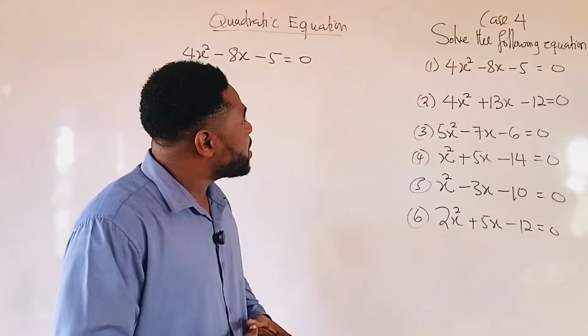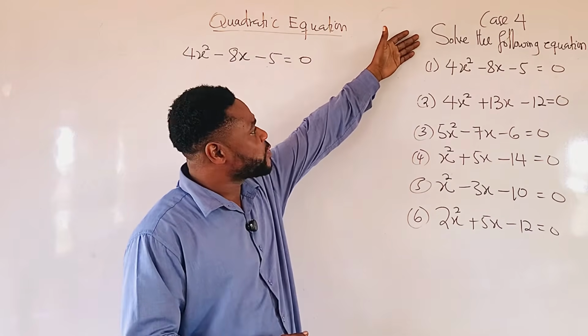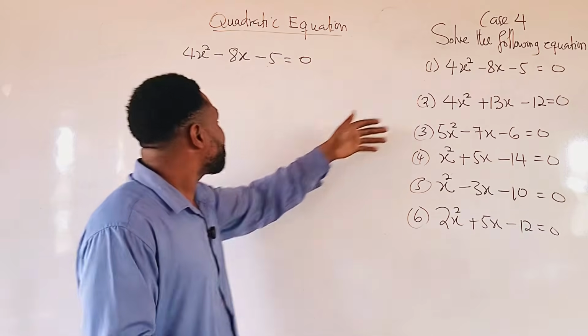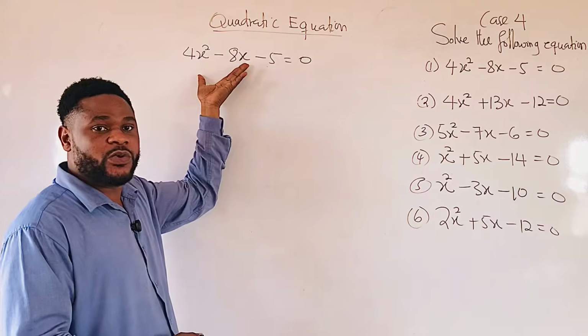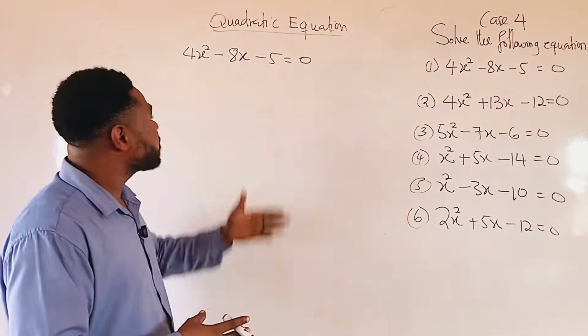We want to look at case 4 of our quadratic equation, where we have been asked to solve the following equations. Now let us look at question number 1. With question number 1, we want to solve for x in this equation here, and we are going to use the method of factorization to solve it.